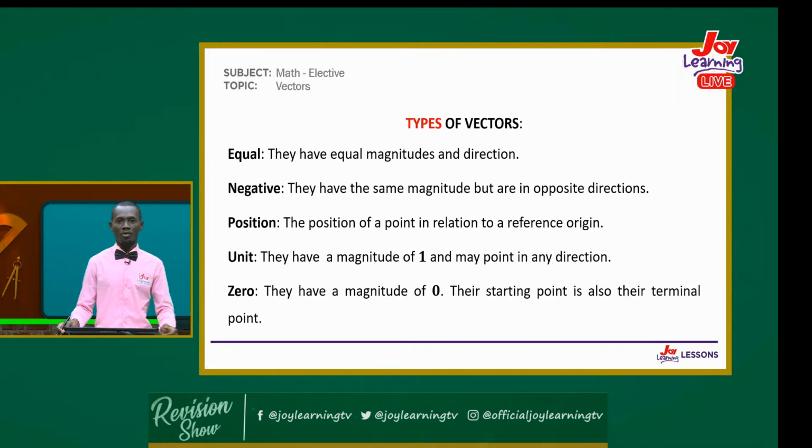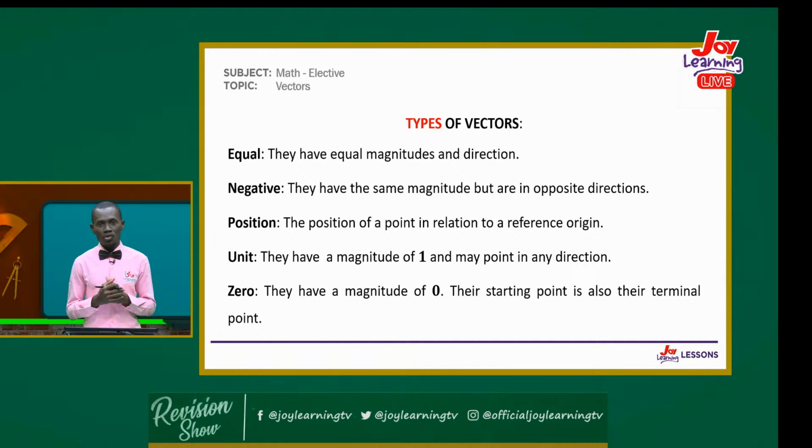And then we have the zero vector. The zero vector is a vector whose magnitude is, you can guess, 0. A very interesting fact about it is its beginning is its end. So it's more like a dot, just 0. It has 0 magnitude. So these are types of vectors.